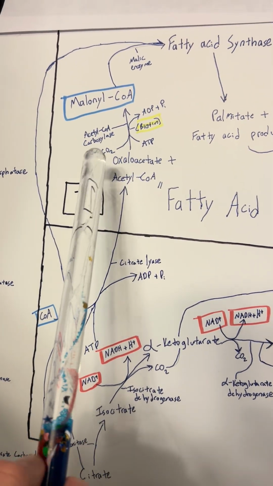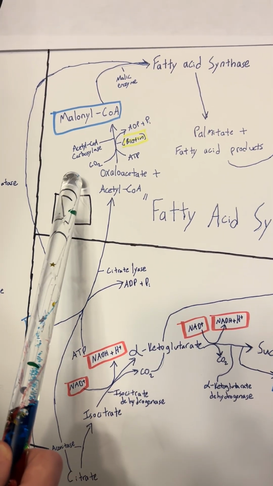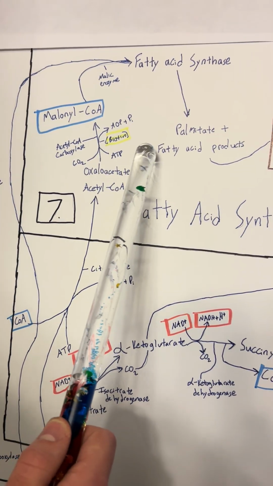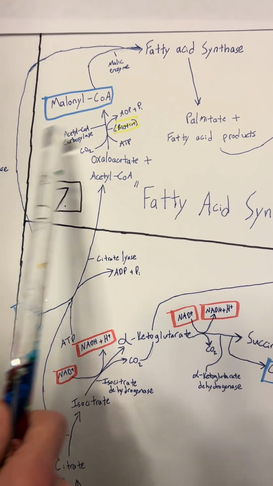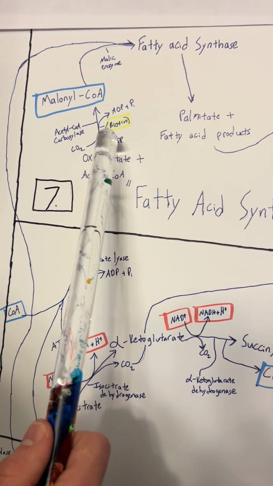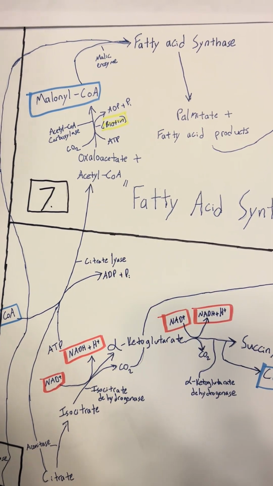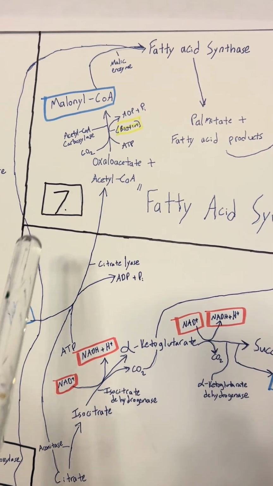These two are converted to malonyl-CoA. In that reaction, CO2 comes in. ATP energy also comes in. Acetyl-CoA carboxylase converts the ATP into ADP plus Pi with the help of a biotin coenzyme as well, aka vitamin B7.